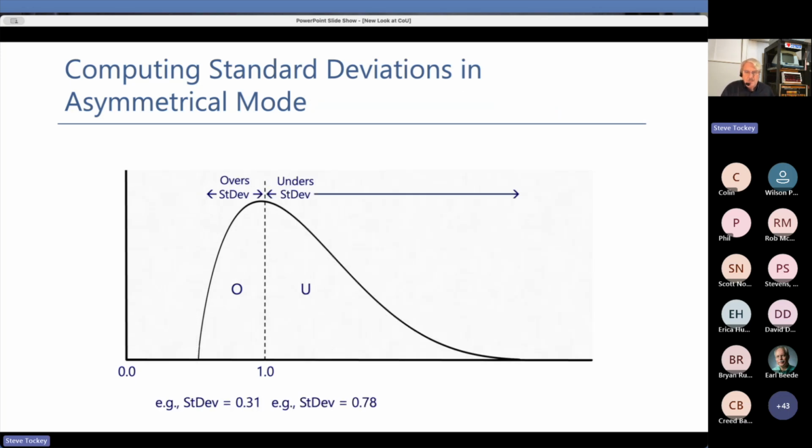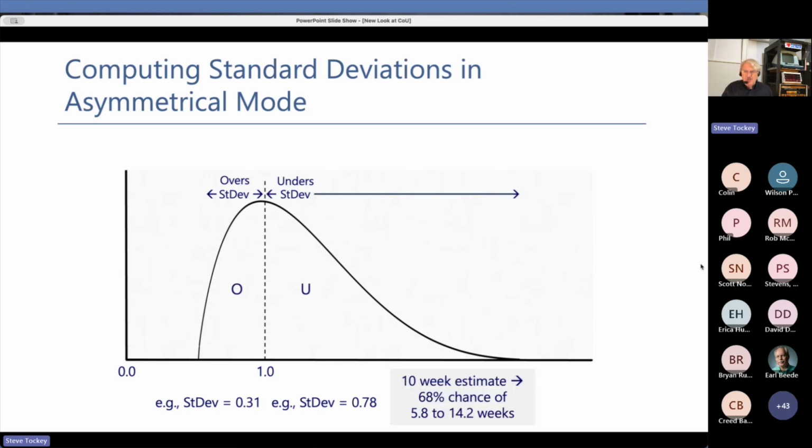So the point then becomes that from that mean point, from that average point, from that unbiased point, we're going to subtract 0.31 standard deviation. Standard deviation is 0.31. We're going to use that on the overestimate side, and we're going to use a different standard deviation on the underestimate side.